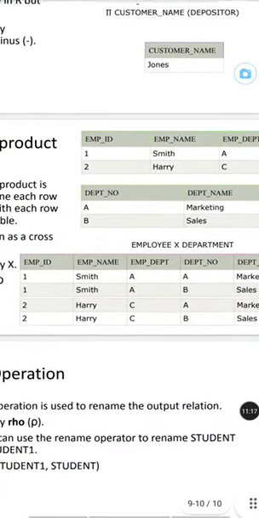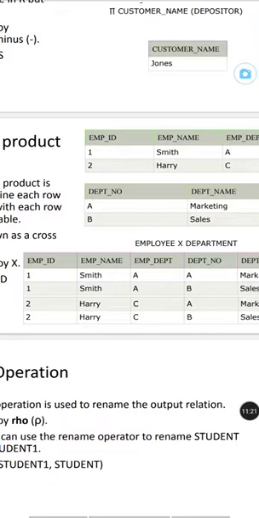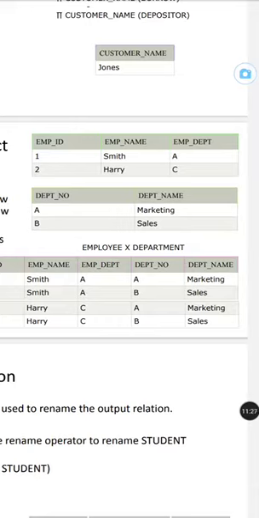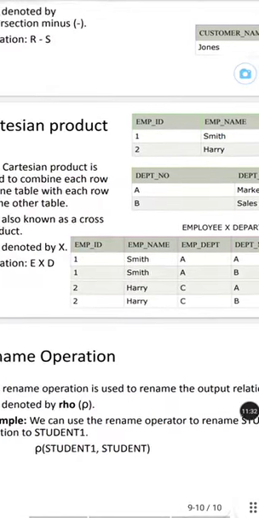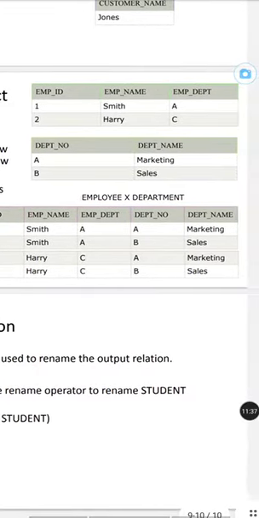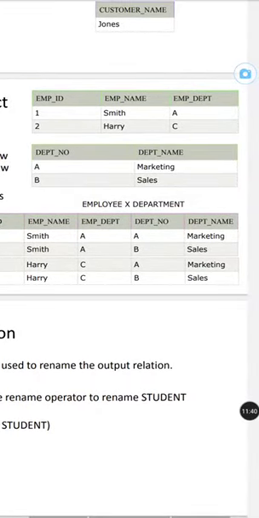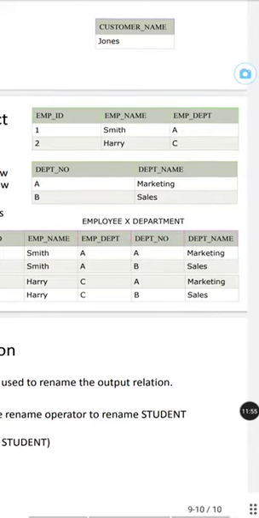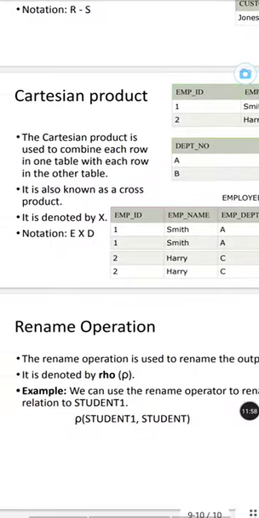So when doing this employee Cartesian product, that is employee cross department, it first takes the first row from the first table, that is the employee table, and multiplies it with both the rows of the second table. See here, the employee ID is printed 2 times in the resulting table and the department number is A, B, following the department names marketing and sales. Similarly, it will start with the second row from the first table and again multiply with the 2 rows of the second table. So this is the concept for Cartesian product.